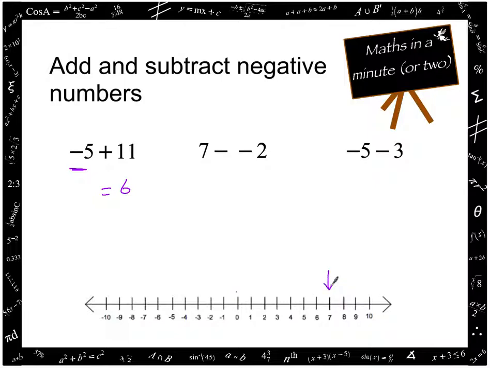You're looking at 7, this is a positive 7, and you're looking at -2, which is here, and you're basically asking about the gap between them. So 7 subtract -2 is the gap between 7 and -2, and therefore the gap is 9. So there's 2 gap from -2 to 0, and a gap of 7 between 0 and 7. So that's why it's 9.